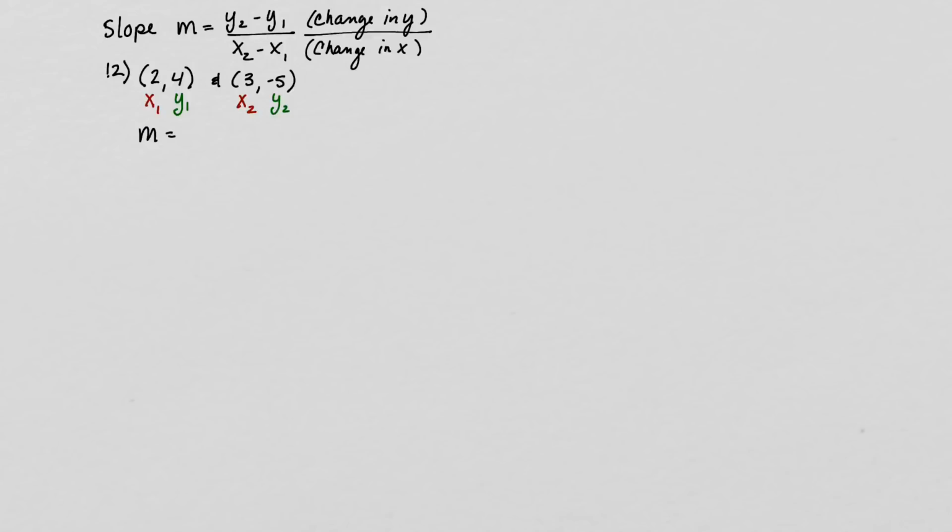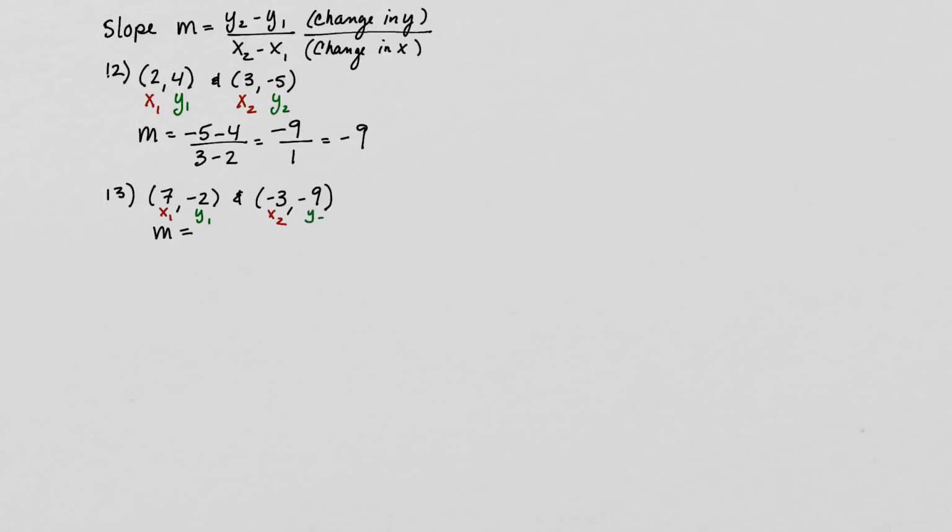So, slope here is going to be y2 minus y1, so -5 minus 4, divided by 3 minus 2. So -5 minus 4 is -9, 3 minus 2 is 1, so the whole thing comes out to be -9. And we're just going to do that same thing for all the rest of these problems here. So 13, (7, -2) and (-3, -9). So again, I can label these as x1, x2, and y1, y2.